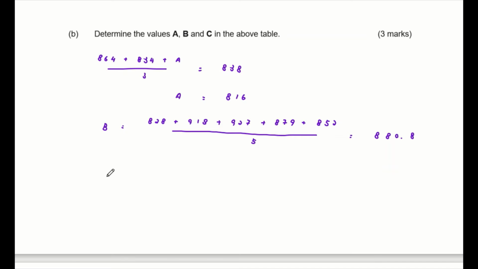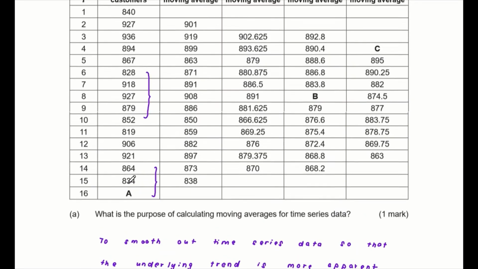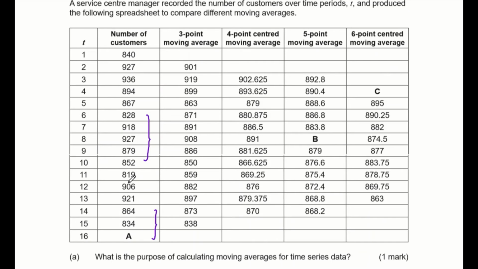Okay, part C. Similarly, this is a centered moving average, and some of you are not sure how to do this. Remember, if you are doing a 6-point centered moving average, then you will take 7 points and halve the first and the last point. So if you want to find C, this is the location, so you will be using 7 points here. This is the middle, so 3 points in front, then 3 points at the back. So you have 7: 1, 2, 3, 4, 5, 6, 7.